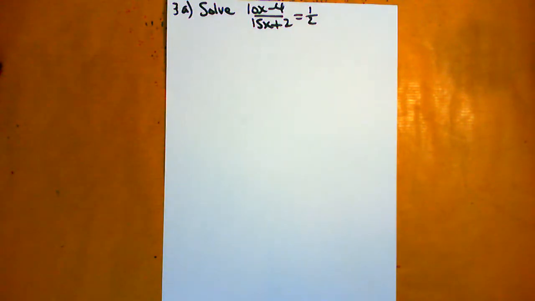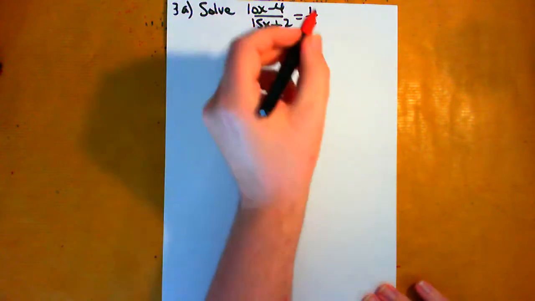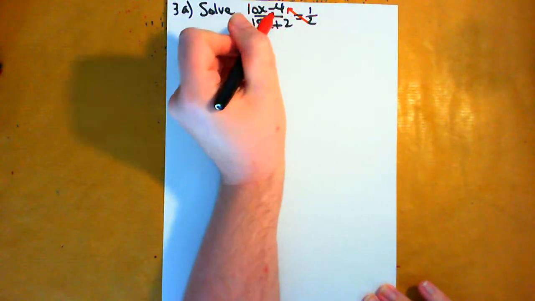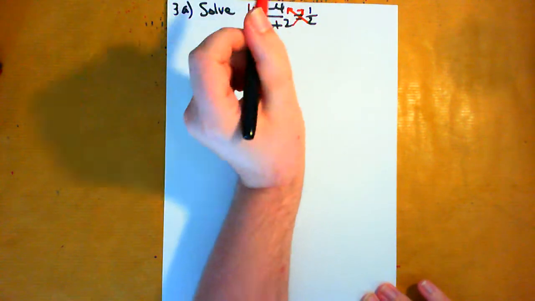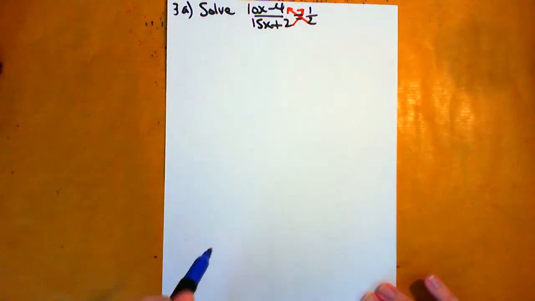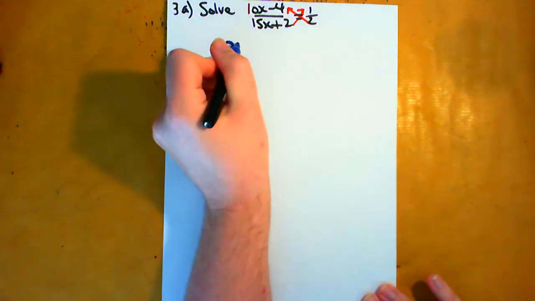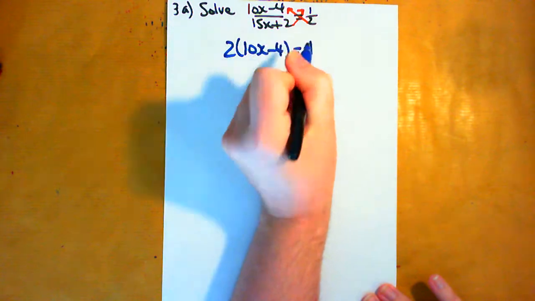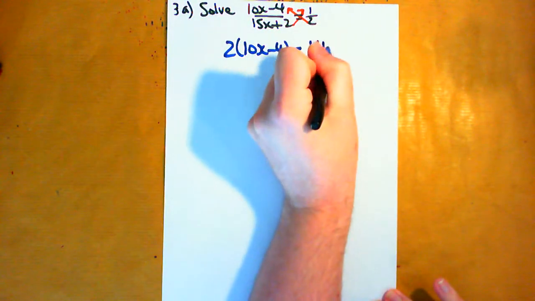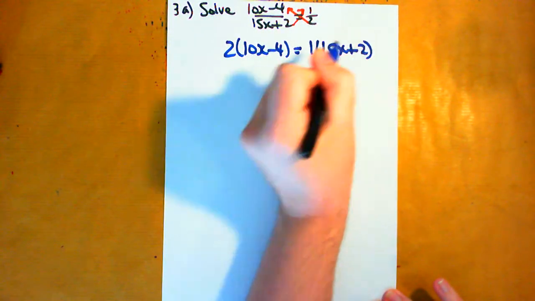Hello viewers, tutorial 2 question 3, and we have an equation to solve that involves one fraction on each side of the equation, which means that we are going to cross multiply. So we can multiply the 2 by the 10x minus 4 and the 15x plus 2 by 1. So we get 2 times 10x minus 4 equals 1 times 15x plus 2.